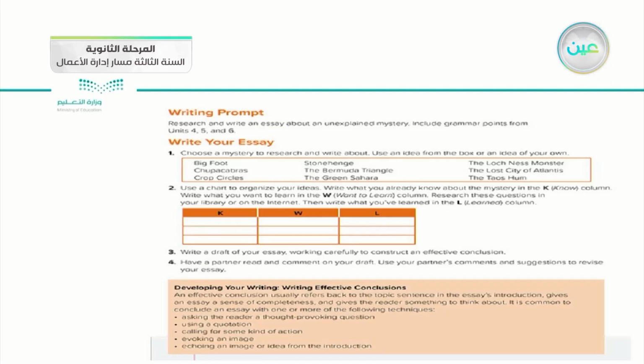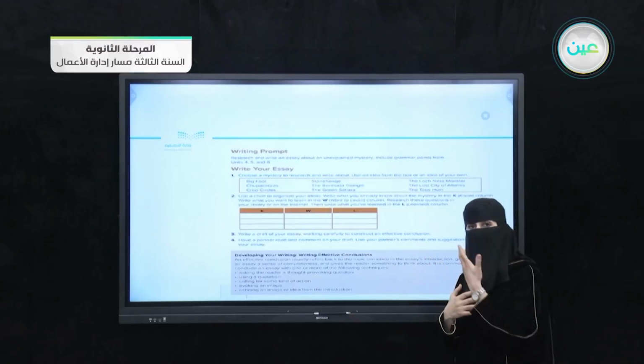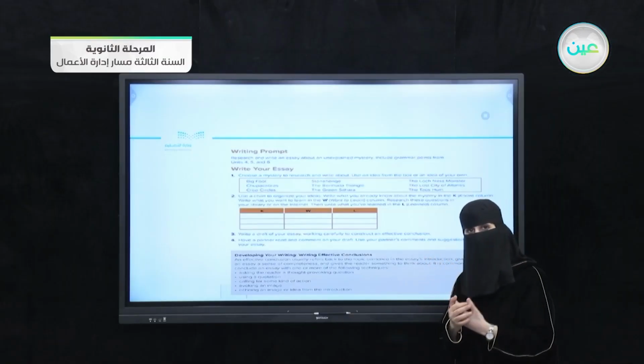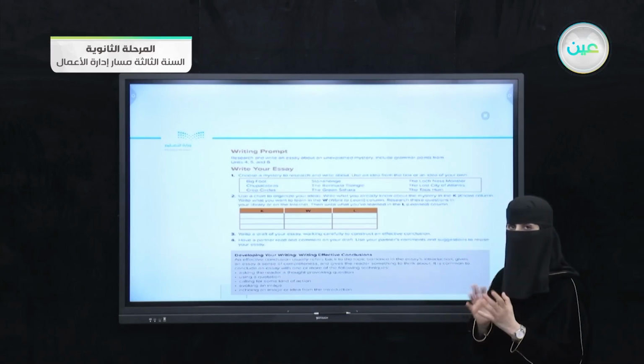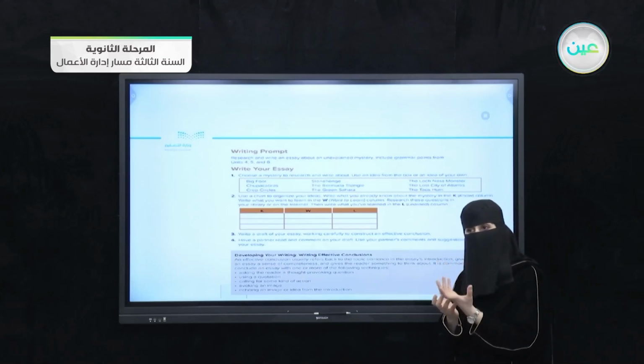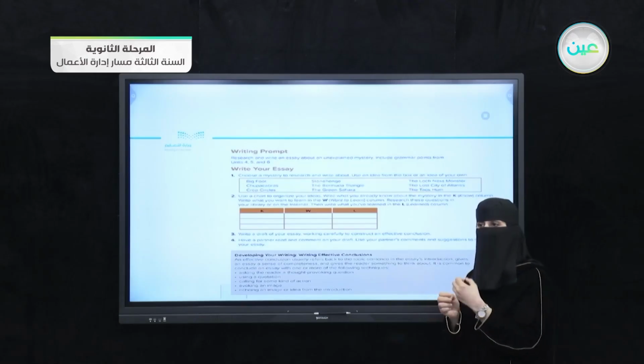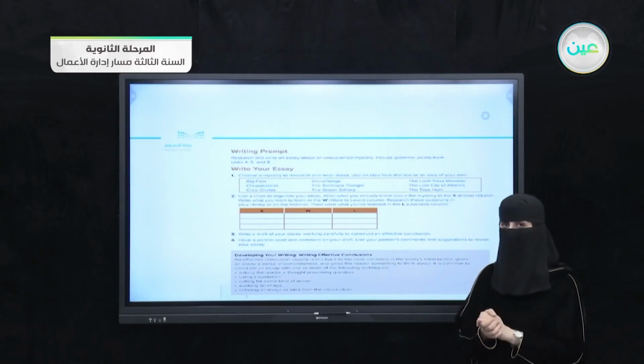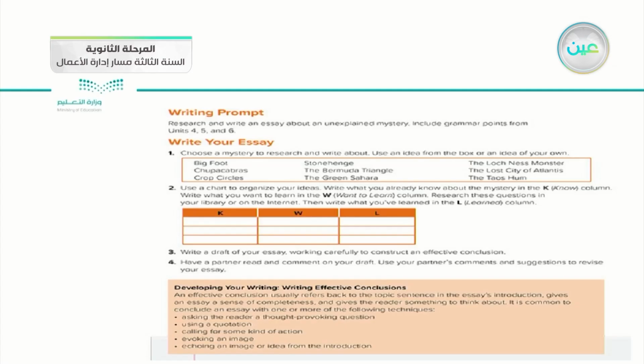Have a partner read and comment on your draft. Use your partner's comments and suggestions to revise your essay. This is the last step. When you finish and make a draft, give it to your peers or your friends or anyone to read it, and try to improve yourself from his or her advice, to avoid mistakes, to analyze your idea, and so on. Try to ask them, what do you know about my research, or what do you understand from my research, and so on. And this is our 4th point.